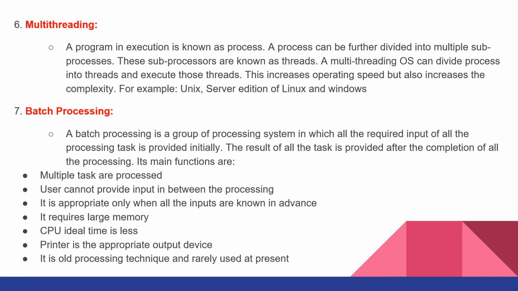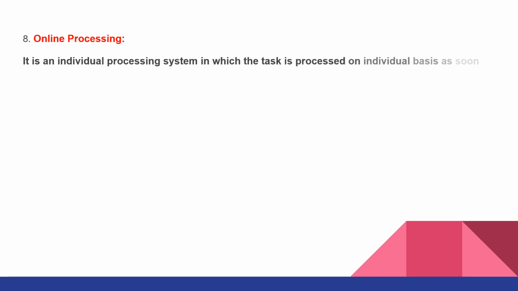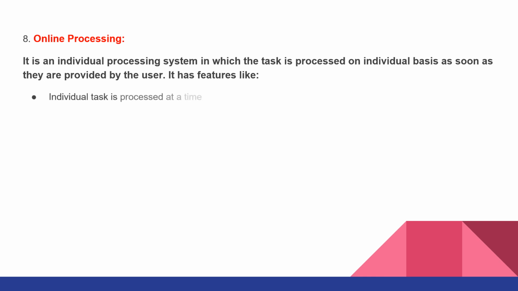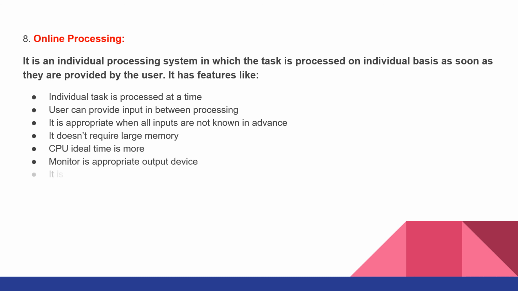The next technique is online processing. It is an individual processing system in which the tasks are processed on an individual basis as soon as they are provided by the user. It has features like individual task is processed at a time. Users can provide input in between processing. It is appropriate when all inputs are not known in advance. It does not require a large memory. CPU idle time is more. Monitor is the appropriate output device. It is a modern processing technique and mostly used at present.